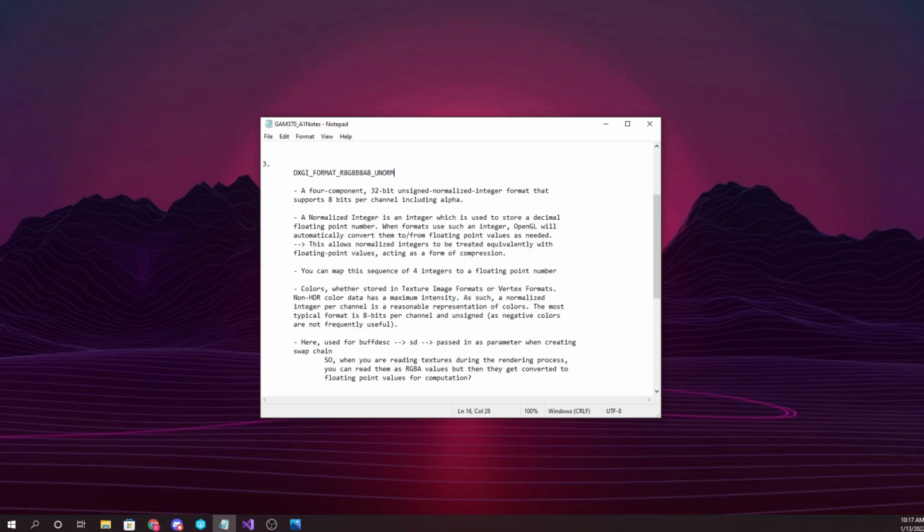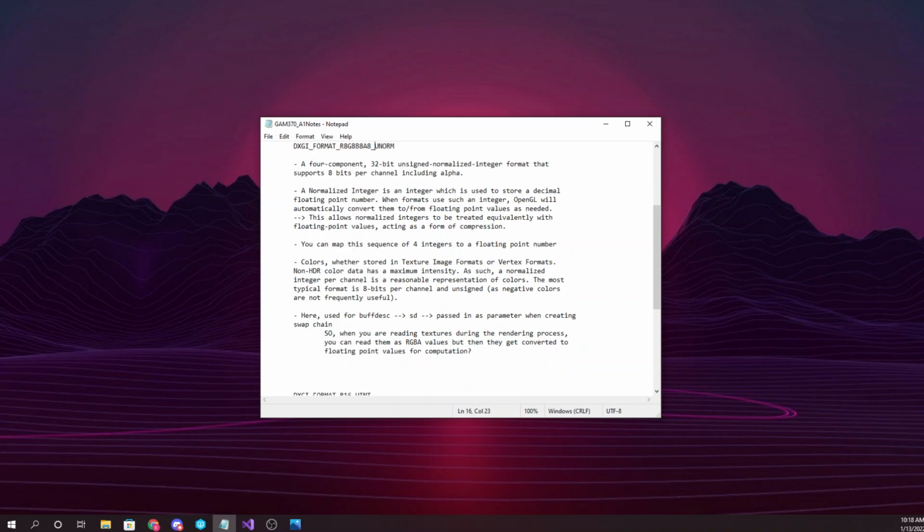And then normalized, I'm still a little confused about this, but according to the research I got, normalized is when you can store a decimal as an integer, basically. So you have these 4 integer values, but then OpenGL, which is where I got this info, and I'm assuming DirectX is the same thing, will convert to and from floating point values. So basically you can use a 4-channeled number, but then the computer will convert it to a floating point. So each color will actually just have a floating point number associated with it.